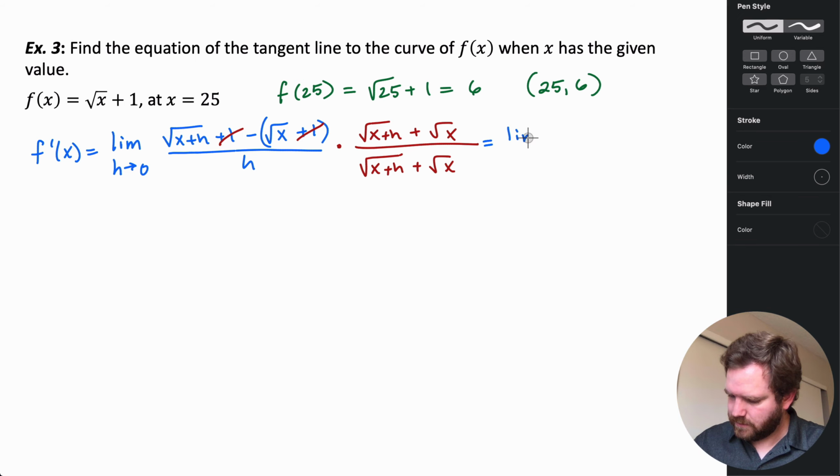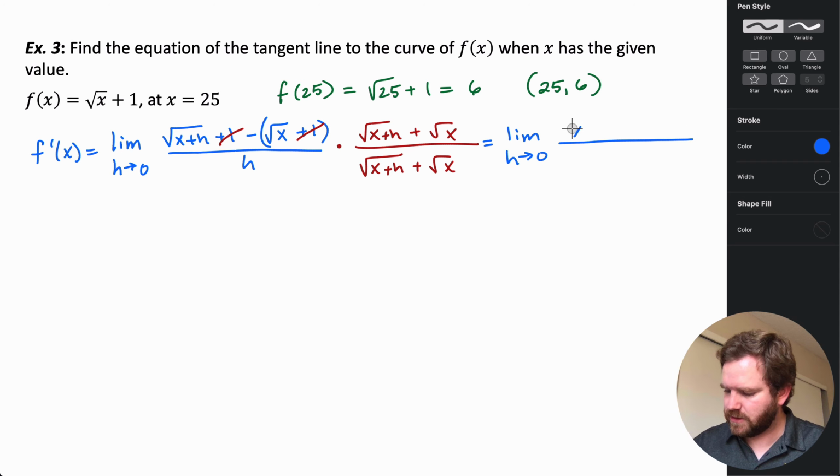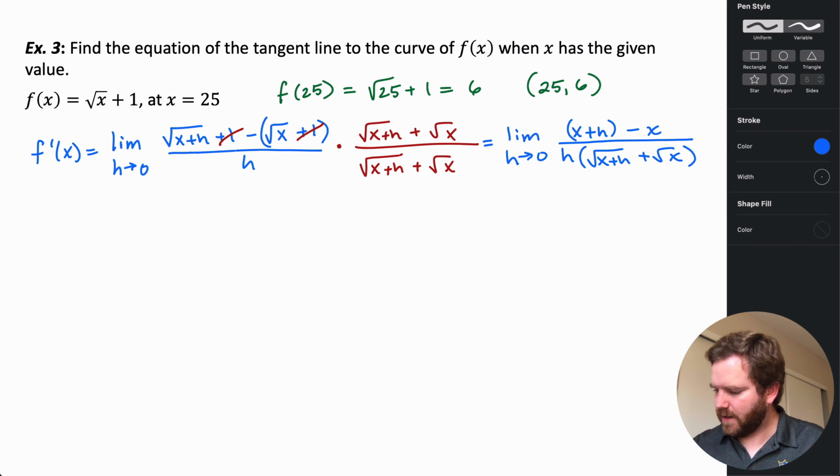That's going to give me the limit as h approaches 0 of, so the square root of x plus h times the square root of x plus h is just x plus h. The middle terms are going to cancel. Square root of x times square root of x, with opposite signs, is going to give me negative x. All of that's going to be divided by h times the square root of x plus h plus the square root of x. We get some canceling that happens here. The x and its opposite cancel, and then this h cancels with the h in the denominator, leaving me with just a 1 in my numerator.